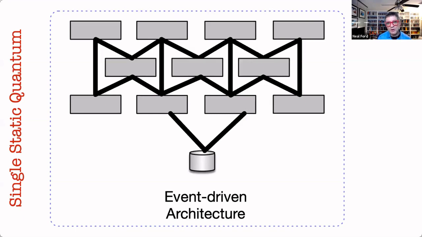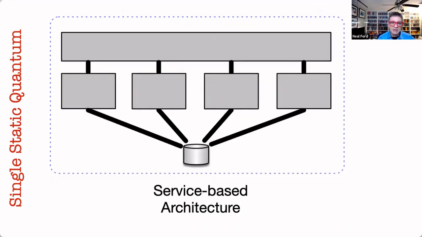a single quantum, because part of what we're measuring here is, can I make part of this architecture more performant than another part? And the governor here is always going to be that single database. And so that's going to be the thing that limits my ability to improve the scalability of one part of this versus another. I really need a distributed architecture for that. Even something like a service-based architecture that uses a single database is a single quantum.